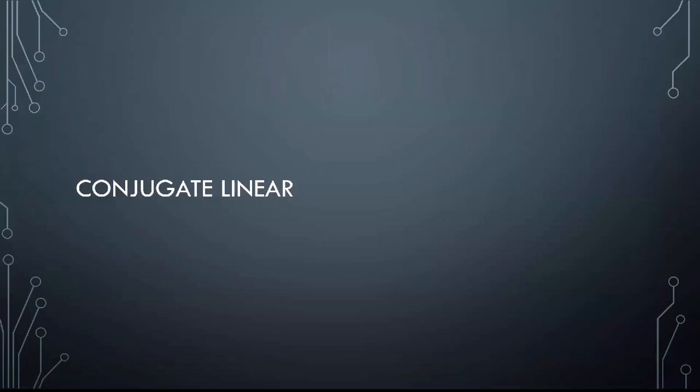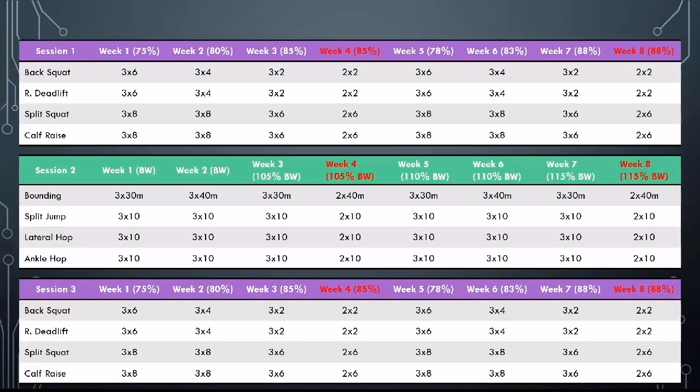Let's take a look at conjugate linear first. Again, we use an example that focuses on maximum strength down here. So this time round, I plan a 3 sessions per week program so that it'll be easier to understand the concept. I'm supposed to focus on maximum strength for this mesocycle.